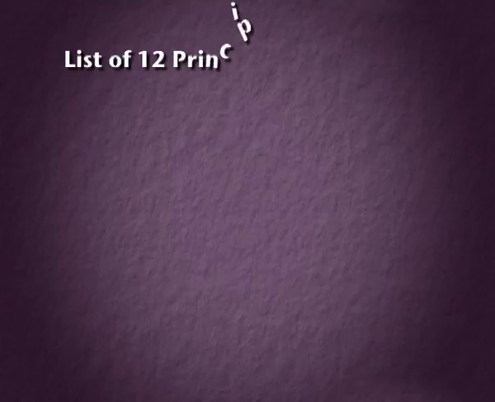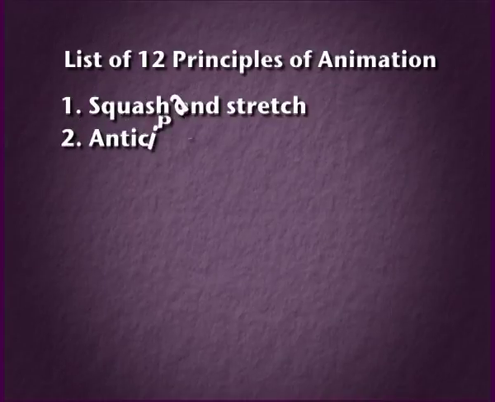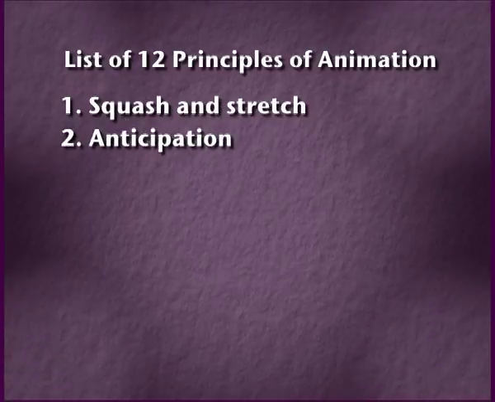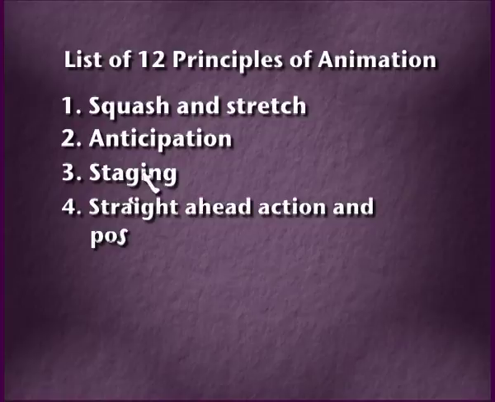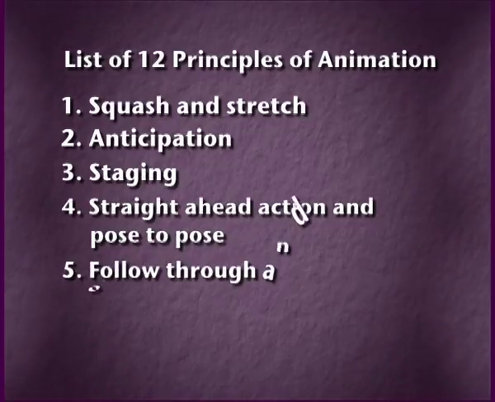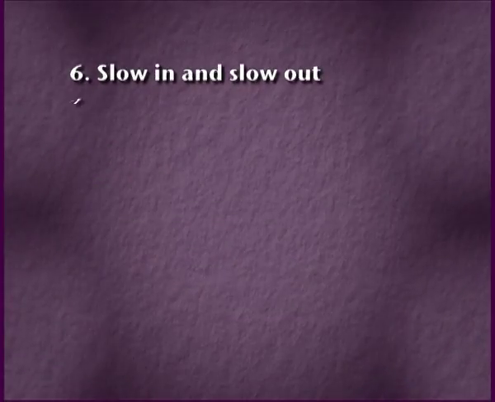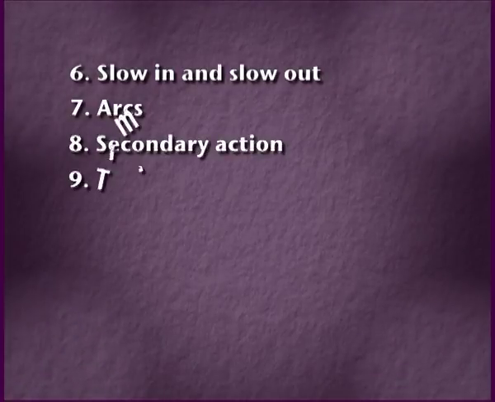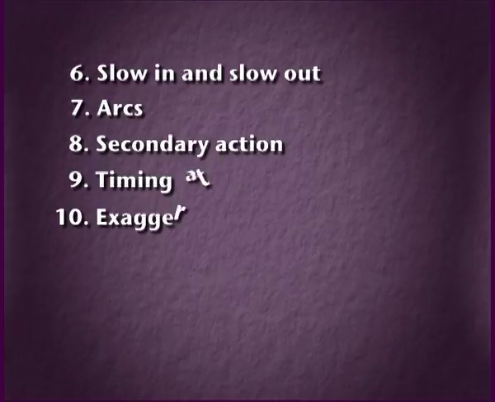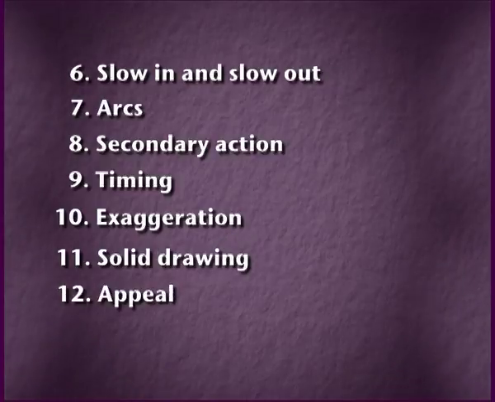These 12 principles of animation are: number 1, squash and stretch; number 2, anticipation; number 3, staging; number 4, straight ahead action and pose to pose; number 5, follow through and overlapping action; number 6, slow in and slow out; number 7, arcs; number 8, secondary action; number 9, timing; number 10, exaggeration; number 11, solid drawing; and finally number 12, appeal.